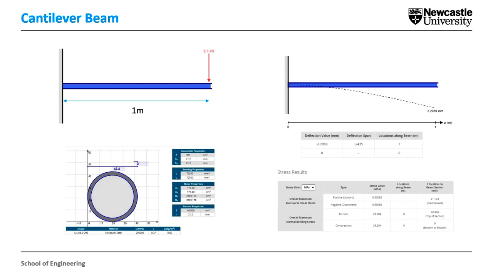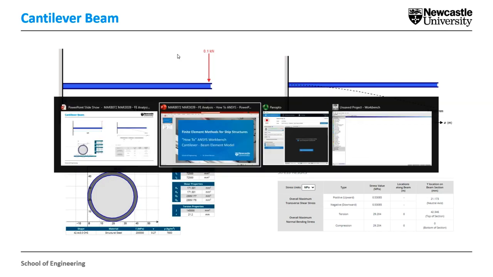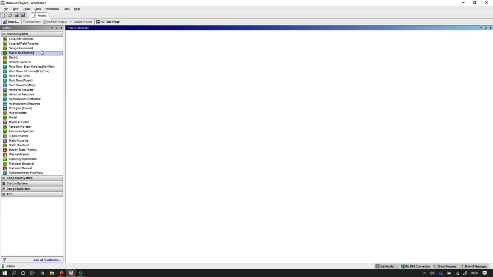And we can see the results that have been generated from SkySieve, which is a Euler Bernoulli based calculation program, and we can see that the tip deflection is 2.3 millimeters, and there's a maximum bending stress of around 29 megapascals. So I'm going to switch to ANSYS.